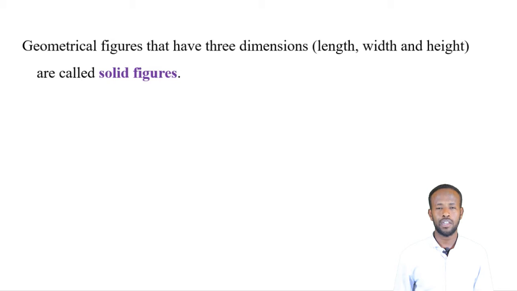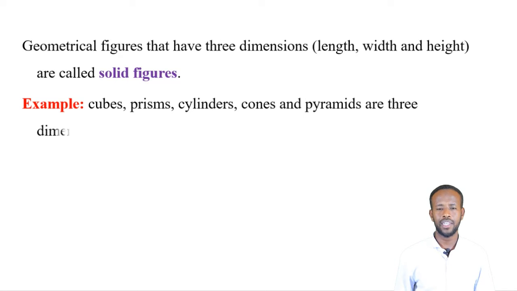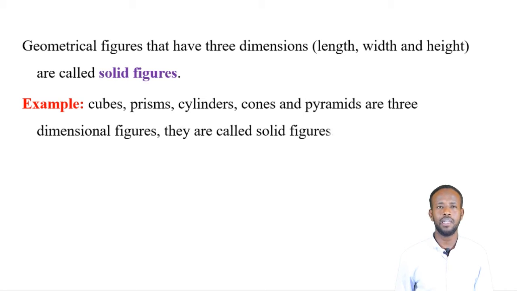It is three-dimensional figures. So let us see some examples about the three-dimensional figures. For example, cube, prism, cylinder, cone, pyramid are three-dimensional figures. They are called solid figures. So in here, we are going to learn prism. We are going to learn cylinder, cone, pyramid.